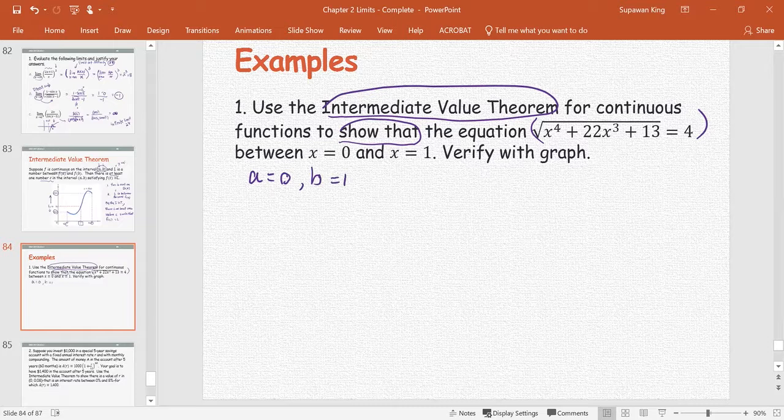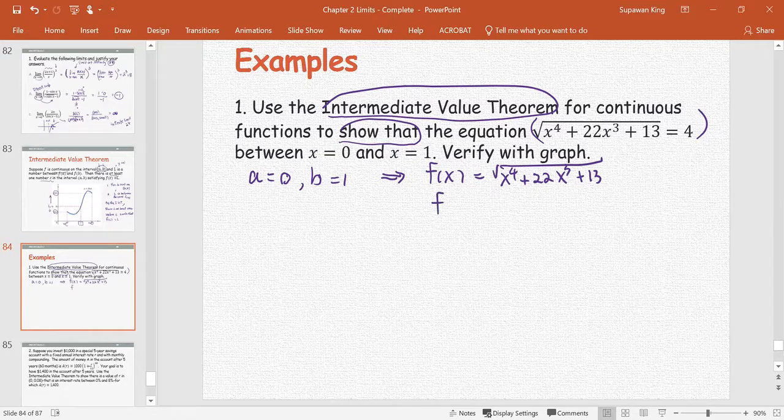So what is the function value? The function is not given very obviously in the problem, but the problem gives you the equation instead. So we're going to rewrite the function as the left-hand side, which is the square root of x to the fourth plus 22x to the third plus 13. Okay, and we're going to use the L.